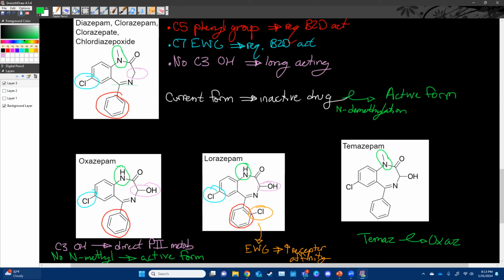Would it add? It can, but it would be very, very slow, which makes sense because it's a long-acting drug. So yes, those drugs can be considered metabolites. That's a good question.